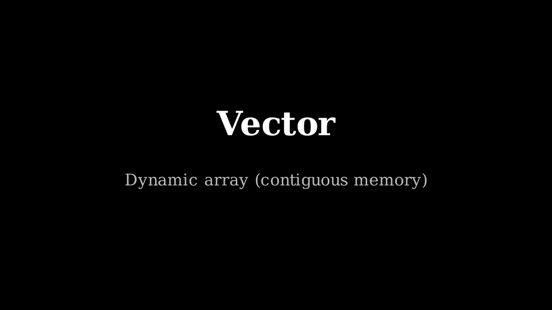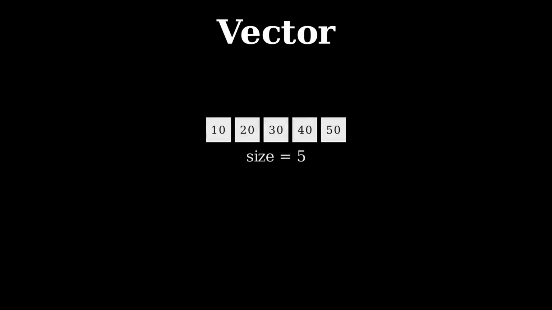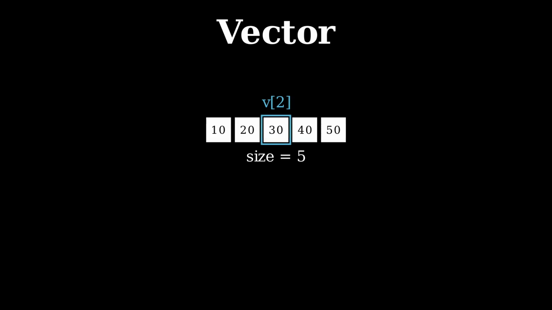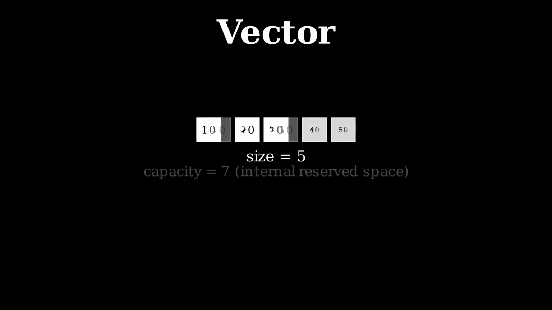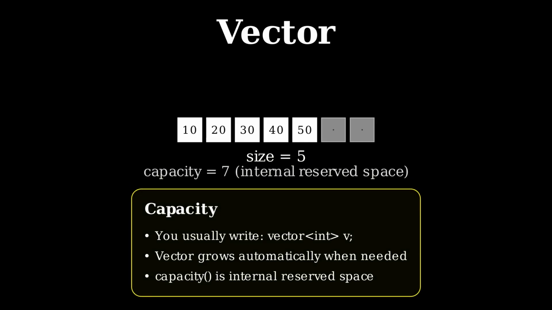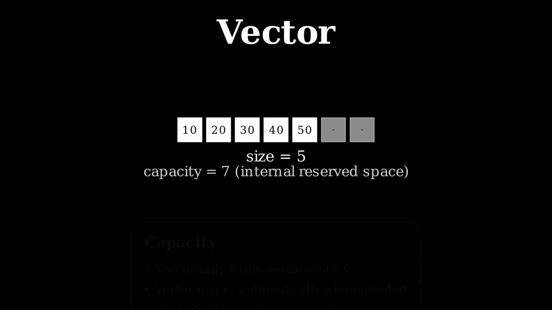Let's start with vectors. A vector is a dynamic array, which means it stores elements in contiguous memory. We can access each index with the time complexity of O(1), meaning a vector can access its indices really fast. A vector can also grow and shrink in size. The vector keeps track of its size, which is the number of elements currently stored, and its capacity, which is the reserved space in memory.